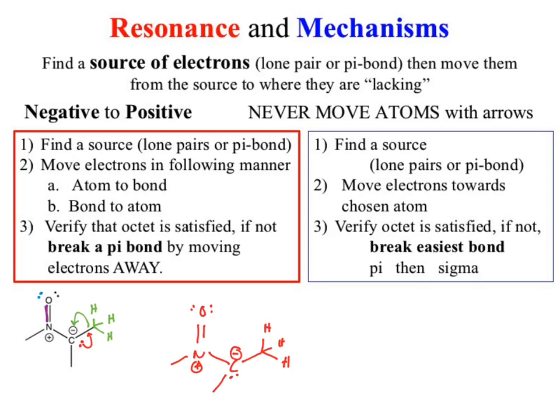So, where else could I have moved that lone pair? The bond with the nitrogen. Okay? I could move it to the bond with the nitrogen. Based off of that single arrow pushing, what would the result be?